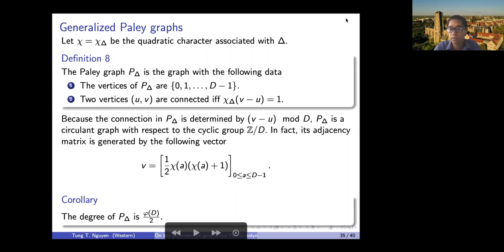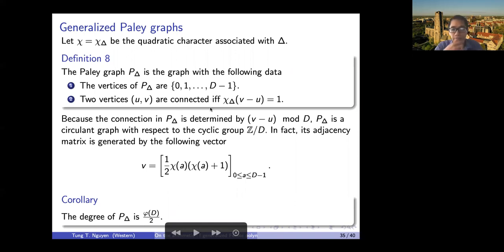And I will give some classifications. Let chi be the quadratic character associated with delta that I mentioned earlier. The Paley graph is a graph with the following data. The vertices of P_delta are the set 0, 1, up to d minus 1. And we say that two vertices are connected if the evaluation of the character at the difference u minus v is equal to 1. So in the case where delta is a prime number, this is exactly the classical Paley graph, because the classical Paley graph says that two vertices are connected if the difference is a square.